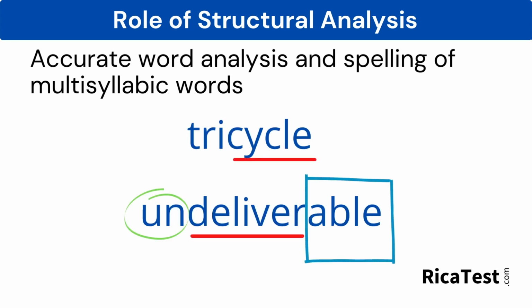Another example we can learn from is undeliverable. Using structural analysis, we can find the root, which is in the middle, and this is deliver. Able is in the back, meaning the ability to, and un is in the front, which means not able to.